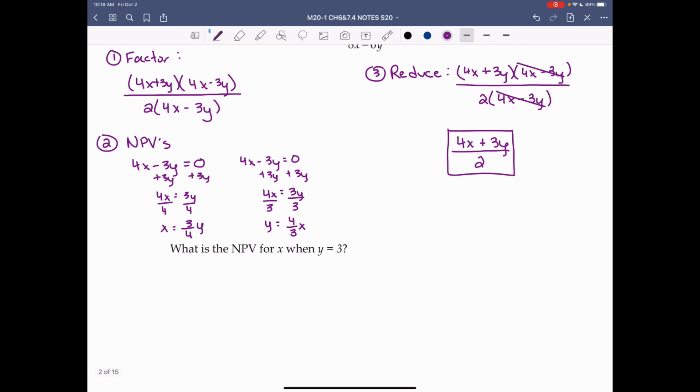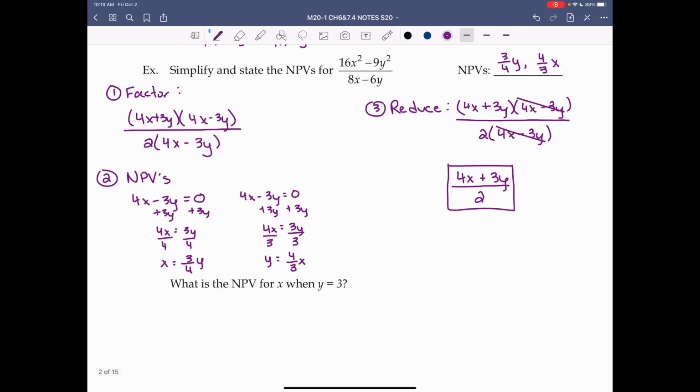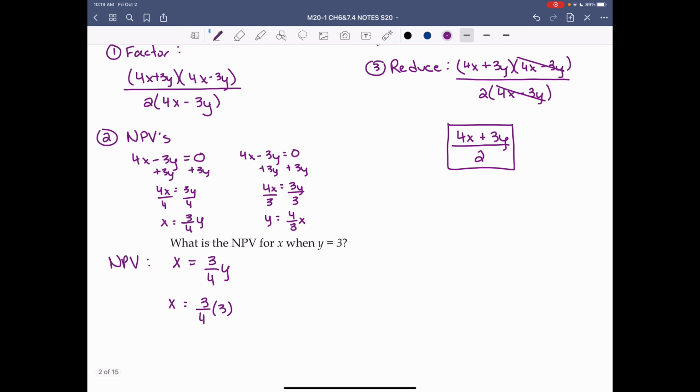What is the NPV for x when y is equal to 3? So we said our x NPV, x equals 3 over 4 y. That's our NPV. So when y is equal to 3, let's just sub in 3. x equals 3 over 4 times 3, which is 9/4 or 2.25.